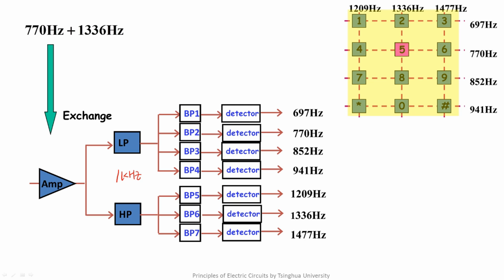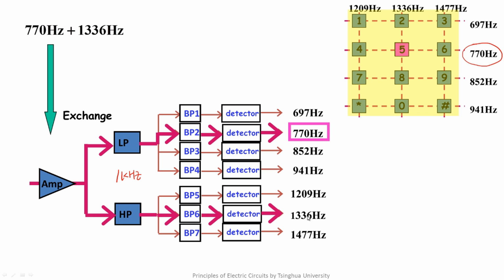Specifically, after pressing the key 5, the 770 Hz passes through the LP filter. It also passes through the second BP filter, which is specifically set for 770 Hz. Then there is a signal monitor, so we know that the telephone sends the frequency 770 Hz. There is a similar process for the HP part. We also know that the telephone sends the frequency of 1336 Hz. Combining these two, we know that the user pressed the 5 on the telephone.